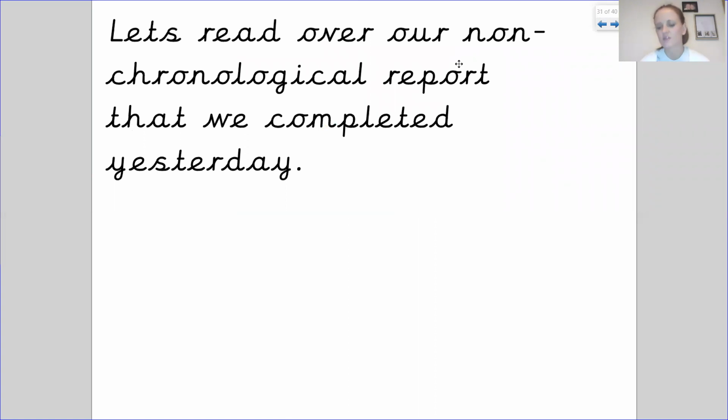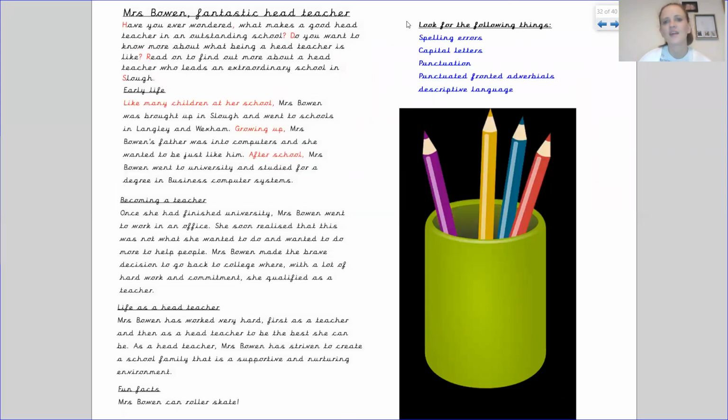Right, so let's read through our non-chronological report that we completed yesterday. Here is mine, and I've made a little list of things that I'm going to be checking for, and I can actually add to this and write that I've written the correct homophones, and that's words like, I'll give you an example, there, and there. Making sure that they are using the correct ones. And sometimes we write down the wrong homophone, so it's important that we write down the correct ones.